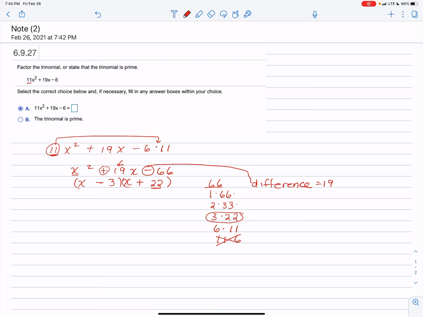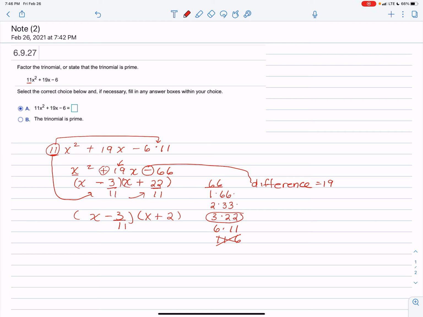So now we multiplied by the number that was there. So now we're going to do the opposite. We're going to divide it by the numbers that are there. So I have x minus 3 over 11 times x plus, that 22 over 11 is 2.